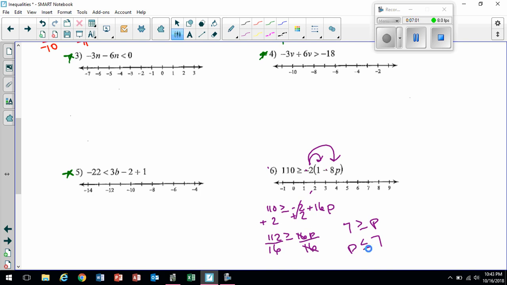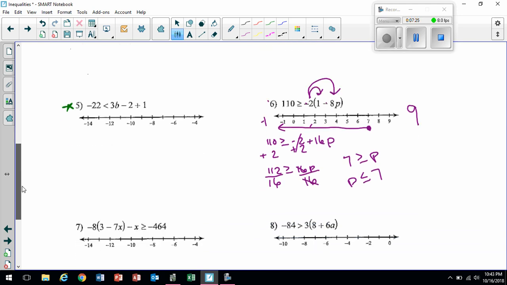So is this an open or a closed circle? That's your next question you need to ask yourself every single time. This is a closed circle. So I should have a closed circle under my 7. So it's saying p is less than 7. So remember, this is the smaller number. This is the bigger number. So if it's a less than, smaller than, that means we're going to be going in the left hand direction or left side.